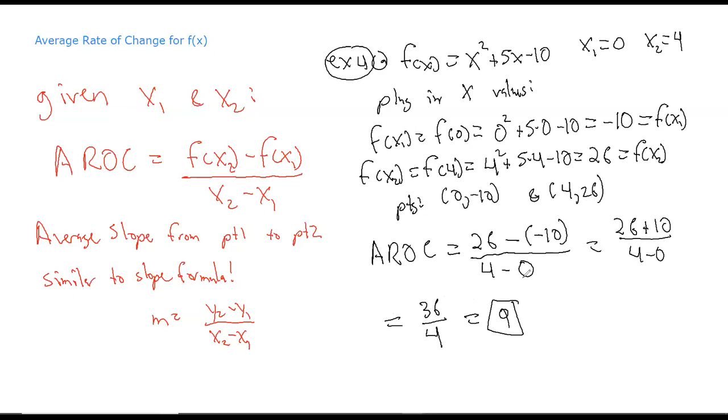I'm not saying that the slope at 0 is 9. I'm not saying that the slope at 4 is 9. I'm not saying that the slope anywhere is 9 in particular. Now, it is actually true that the slope somewhere has to be 9, but we won't get into that in here. That's a calculus idea. So the average slope is 9.